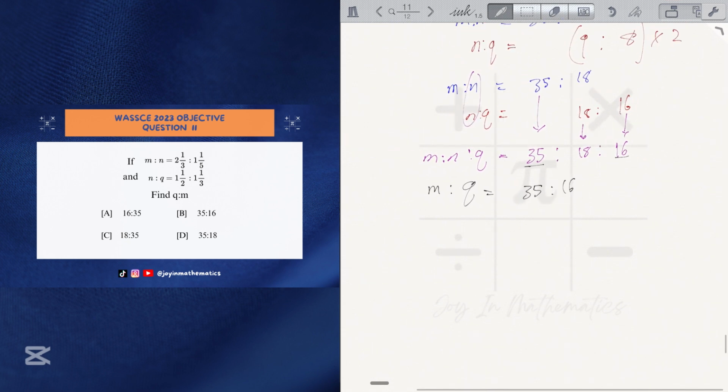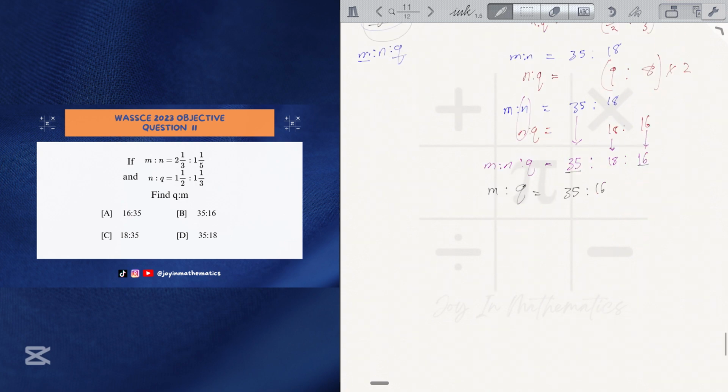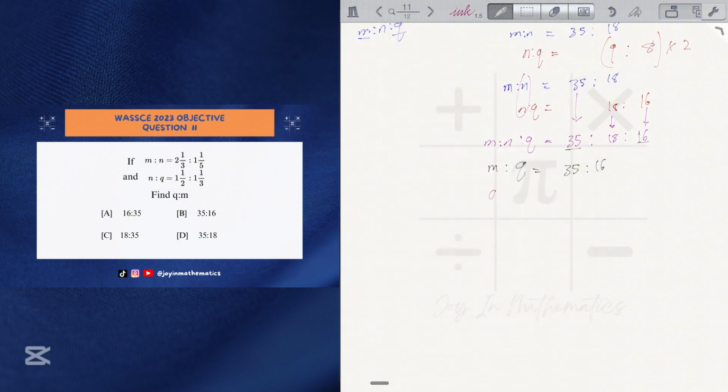Now the question asks us to find the value of q ratio m. Therefore, q ratio m is just swapping these two, and that will give us 16 ratio 35.